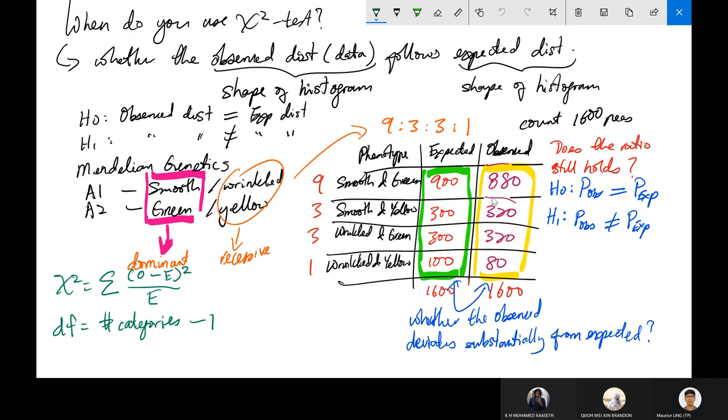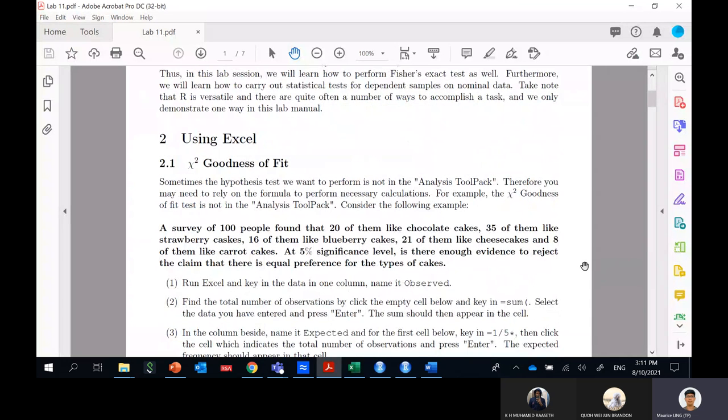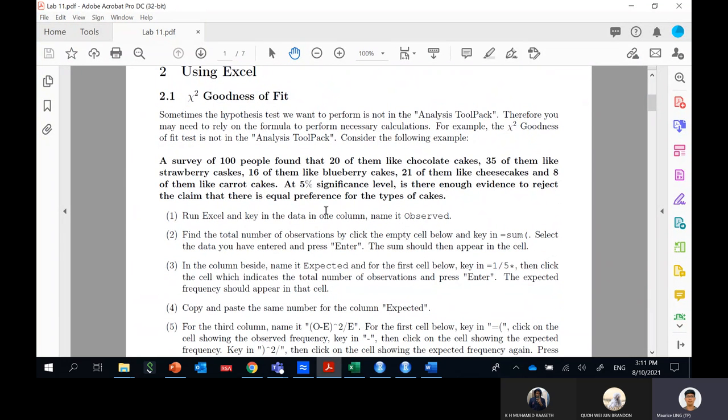Okay, let's look at the first question. Say a survey of 100 people finds that 20 of them like chocolate cakes, 35 like strawberry cakes, 16 like blueberry cakes, 12 like cheesecake, and 8 like carrot cakes. Is there enough evidence to reject the claim that there's equal preference? So let's take this whole thing and see how we do it.